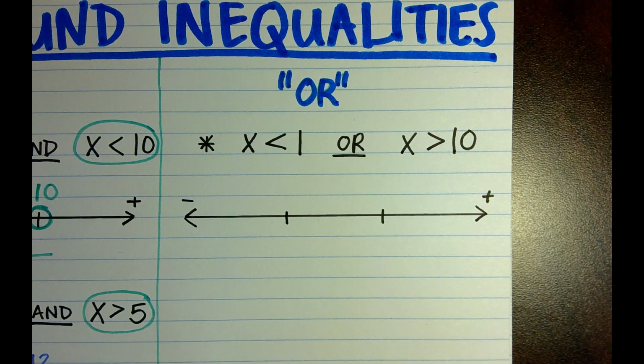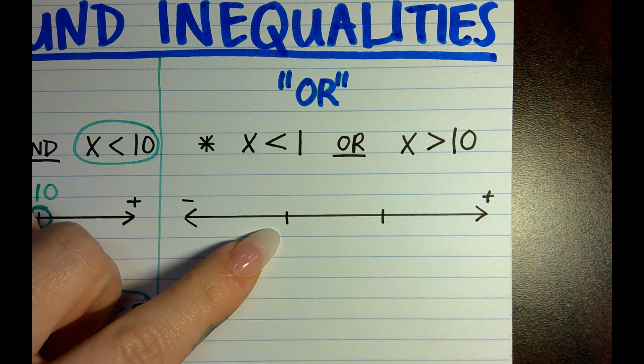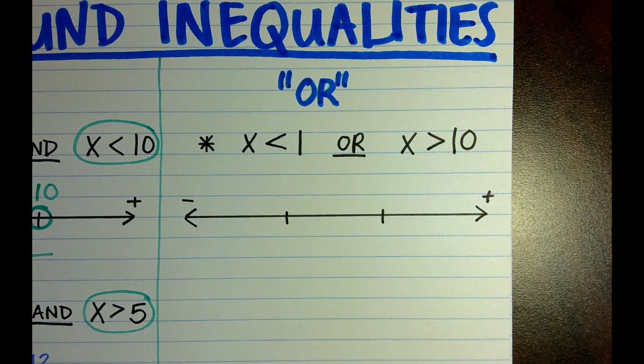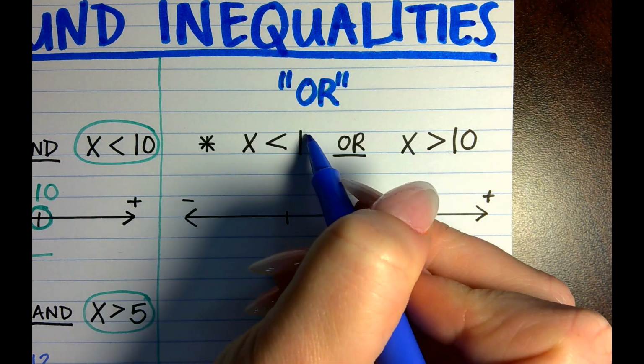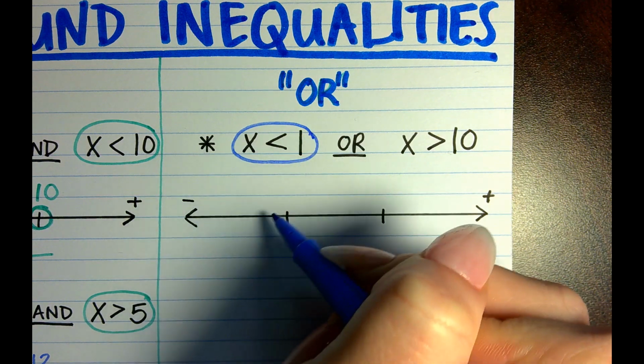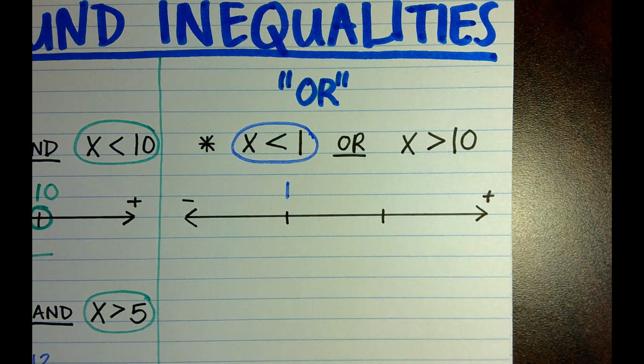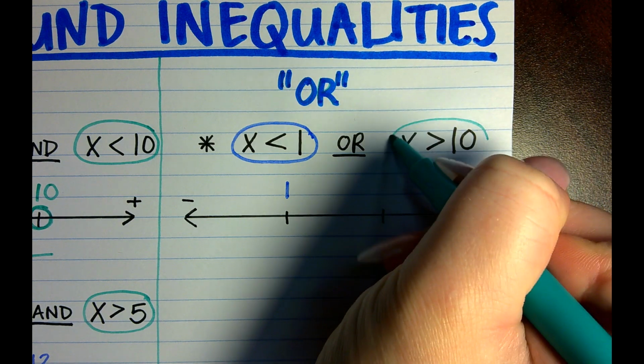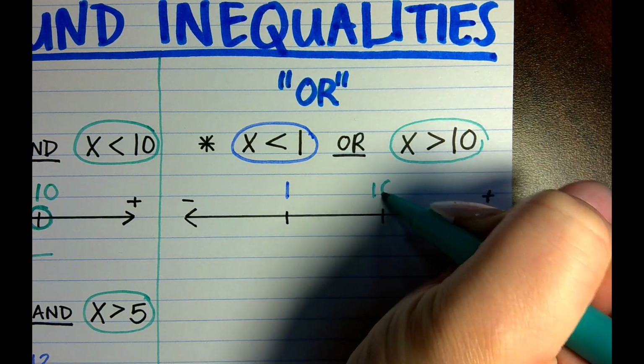Okay, so I have my compound graph. And then I have X is less than 1 or X is greater than 10. So first, let's decide which number goes where. Which number do I write first? The 1. The 1, because it's smaller. We always put the smaller number first. So 1, and that means 10 goes over here. Okay.